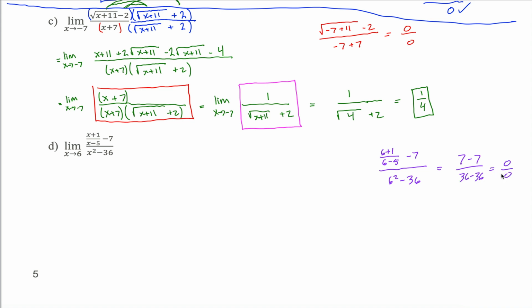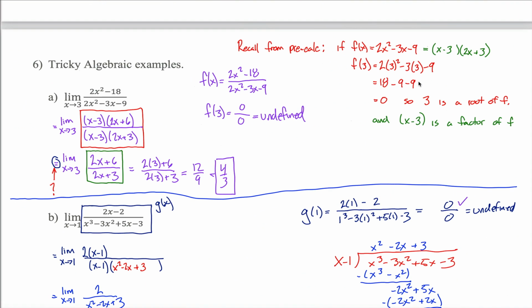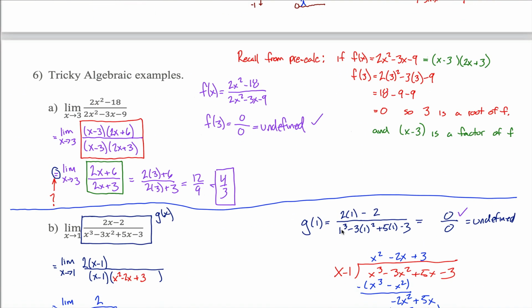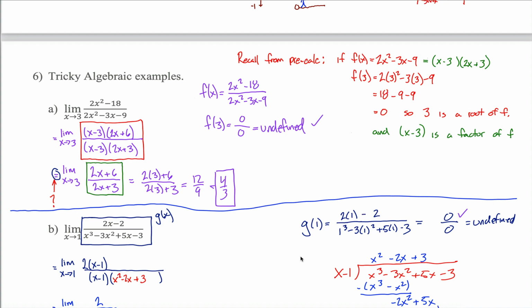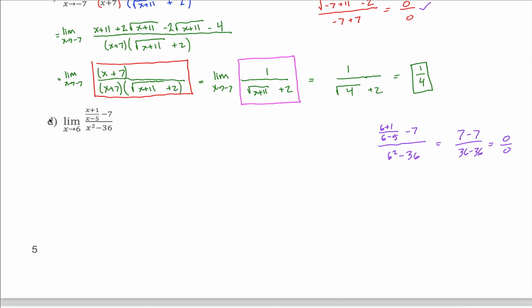Looks like I get 0 over 0, just like I got 0 over 0 up here, and up here, and up here. It's not a coincidence. That's always going to happen when we have these removable discontinuities, which is the case we're most interested in. Because I got 0 over 0 right here, which is an undefined output, I can't evaluate this limit by just plugging in 6's. This graph is not continuous at 6.